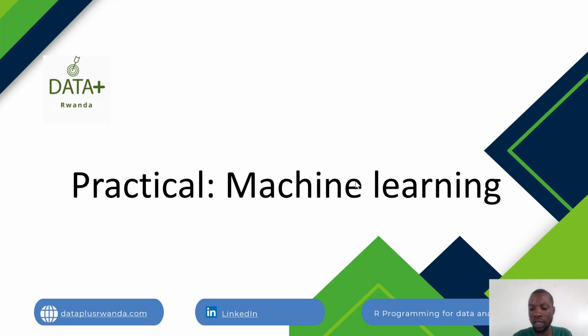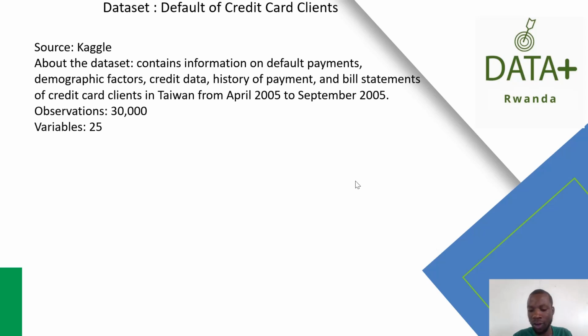We have seen the theory or the basic foundations of machine learning, and this is the time to see the practical case scenario. So let's continue to the practical case scenario. We are going to make the practice by using the data set called default of credit card clients. The data set is from Kaggle, and this is also a bit of introduction about the data set so that you can understand what we are trying to look for.